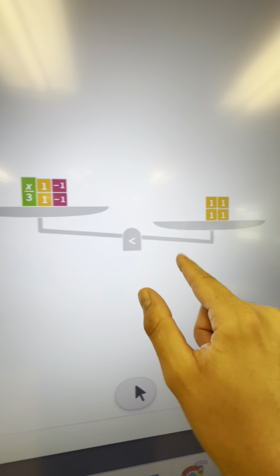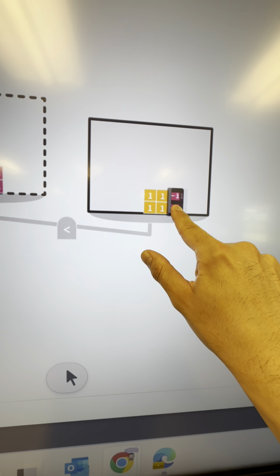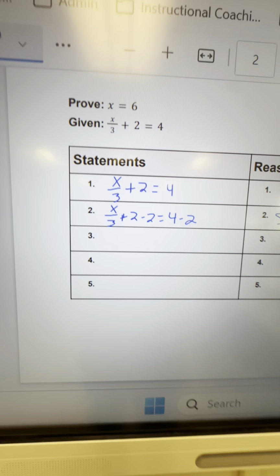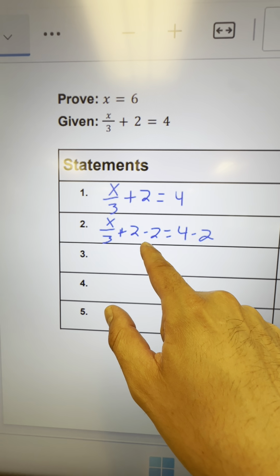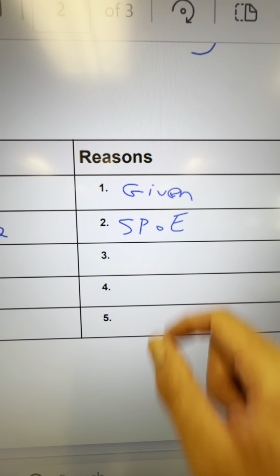You can see it's not balanced. To balance it out, I'm going to repeat on the other side. Add 2 negatives here. You can see it balances out. So -2 to both sides. So you can see here, I took away 2 from the left side and I took away 2 from the right side. That's the subtraction property of equality.